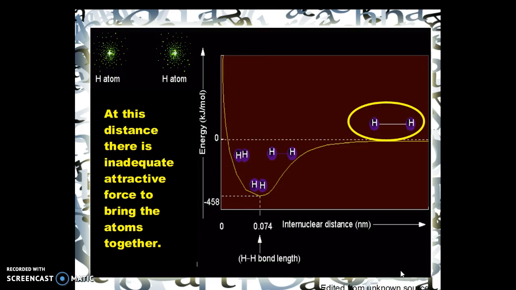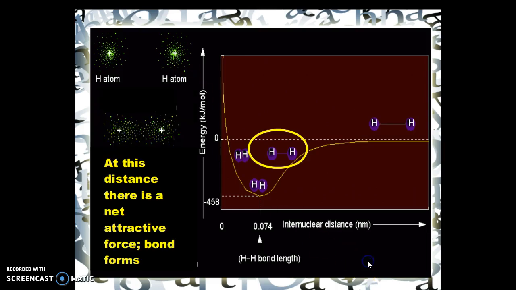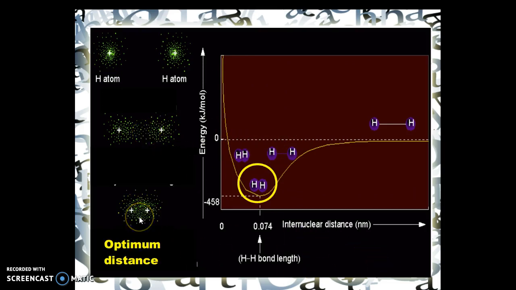Here's a final look. At this distance, there's inadequate attractive force. You've got two hydrogen atomic orbitals. You bring them closer together and they start to overlap. There's a net attractive force. The bond is forming. And finally, we have a molecular orbital, a bonding orbital forming here that is lower in energy than the two hydrogen atoms by themselves. As you know, there is also an antibonding orbital, but it's way up above here. And of course, the electrons would start off in the bonding orbital, the lower energy.